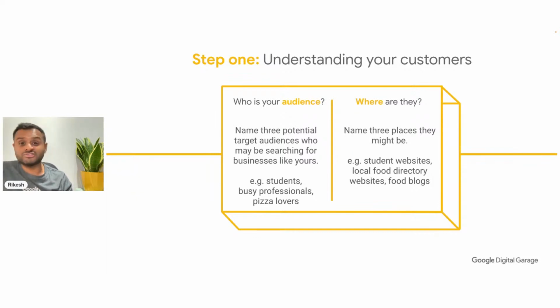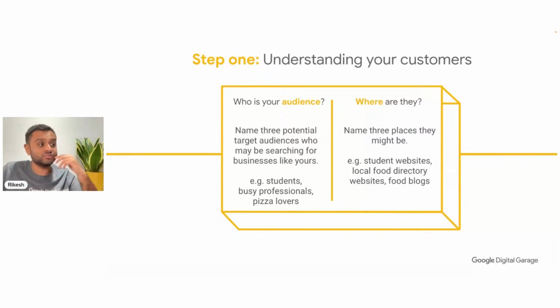So again, we've posed this question to Paulie. Paulie's like, right, I answered this earlier on. My three potential customers or main types of customers are students, busy professionals, and pizza lovers. And then we've asked them again, where are they? But this time, the difference is we're not asking where they are based geographically. We're asking Paulie, where are they spending time online?